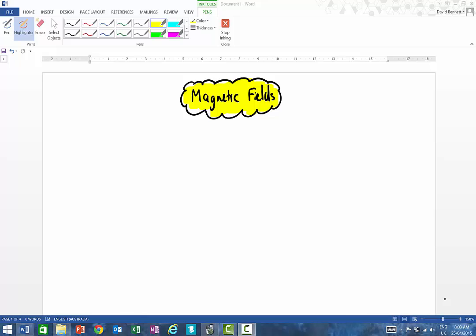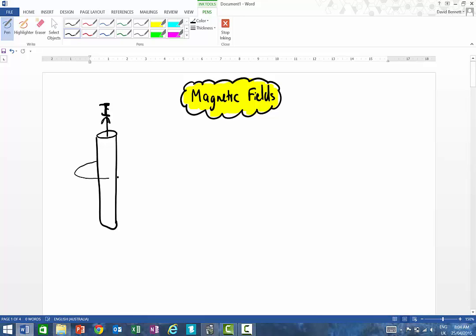Mr. Bennett here. What we're going to do today is just go through magnetic fields. Some of it will be revision of last year and some of it will hopefully be new. Alright, so the first thing is magnetic field. We know we have a magnetic field when we have a current carrying wire, and we know that the magnetic field is going to be at right angles to that.